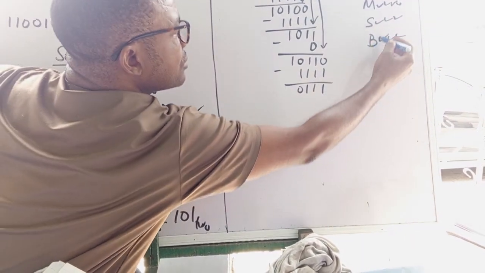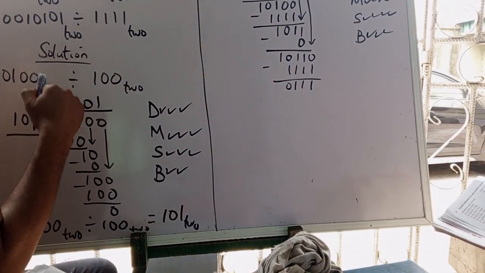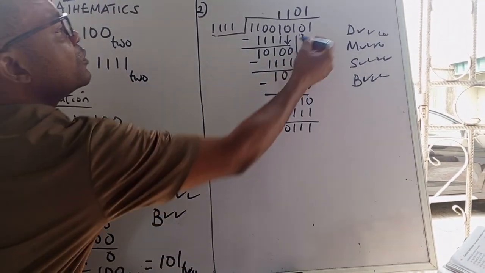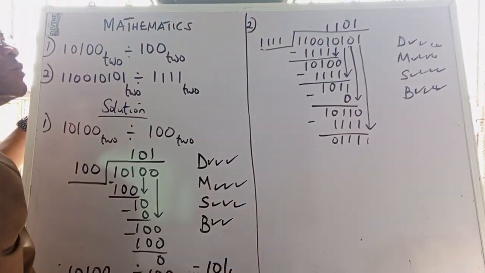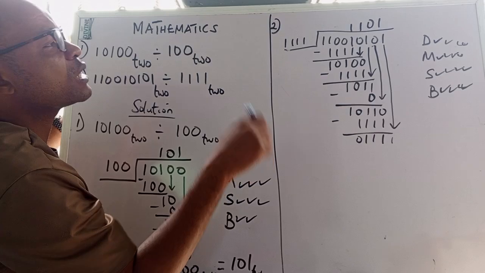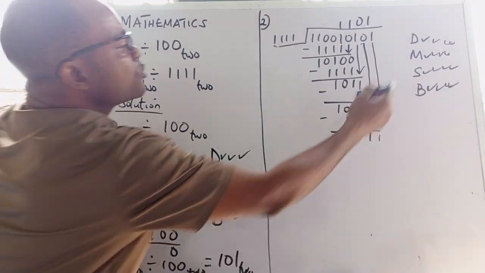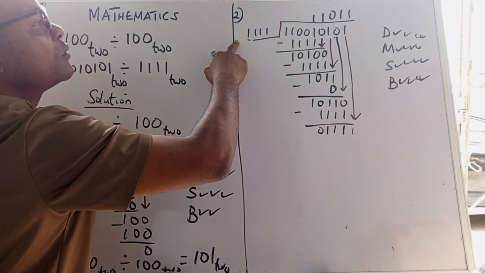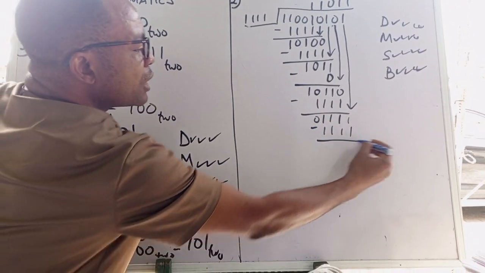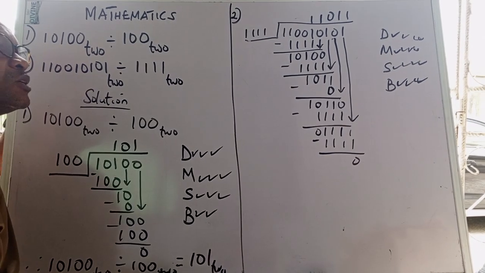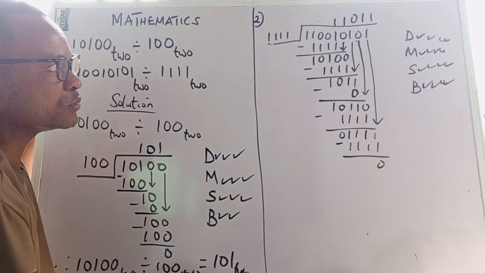So I just subtracted. The next instruction is what? Bring down. So I'll bring down this final one. I just wrote down. Okay? Now we start all over again. This into this is what? 1. And this times 1 is 1111. And when you subtract, you'll be left with 0. So you can see that's the outcome of that division.